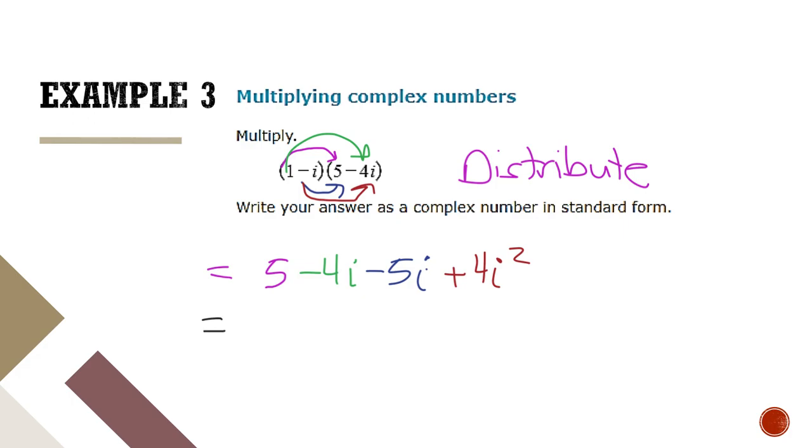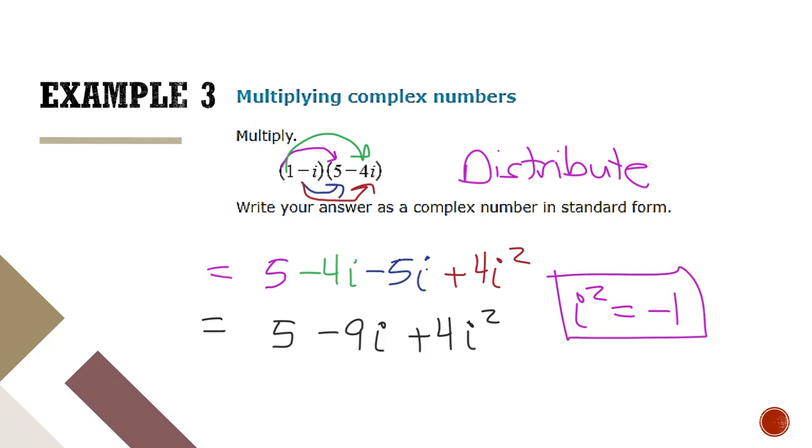So if I simplify this, we have 5 minus 9i, and then plus 4i squared. But we have to think back that i squared is equal to negative 1. This is a big thing that we need to know. So we're going to replace that i squared with a negative 1. So we will be substituting this in order to get a real part and an imaginary part. I don't want i squared or i to the third or i to the fourth.